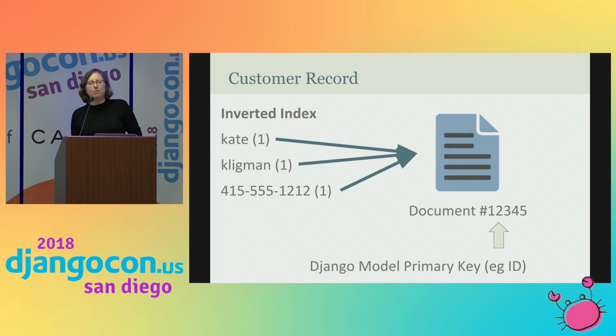This is perfect for hooking it into the Django ORM. If I have a customer record and I've split it out, in this particular one it's my name, Kate Kligman, and a phone number, I can then correlate that to an Elasticsearch document ID, and I can set that ID to be one of the primary keys on my Django model. So customer 12345 could be my customer ID, and this makes it very easy to hook into the ORM.